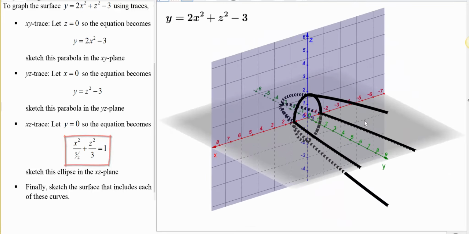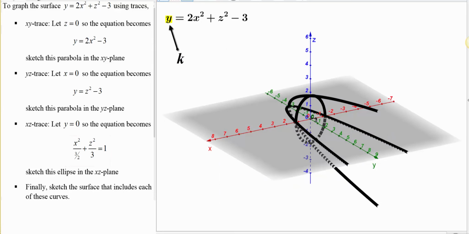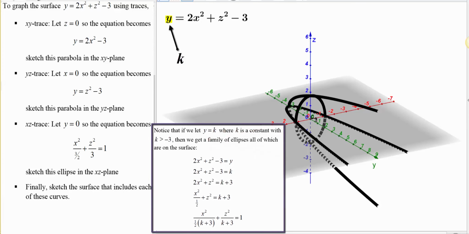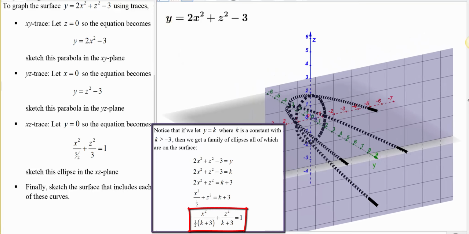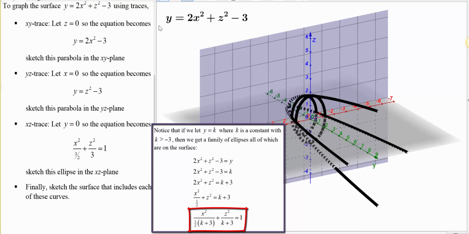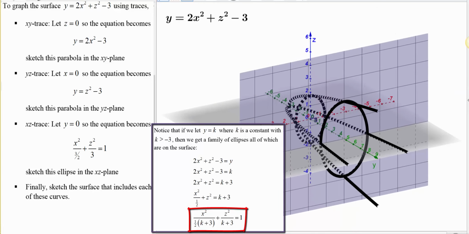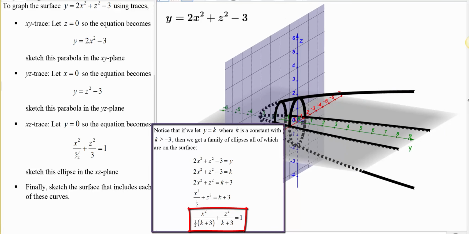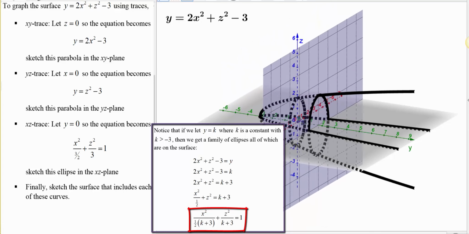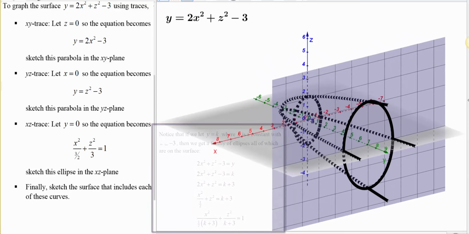Now we're going to ask ourselves, what happens if we let y equal some constant k? If we substitute k in for y in the original equation and simplify, we end up with something that looks like this. And the idea here is that as k increases, we get these planes that slice our surface moving in the positive y direction. These will generate a family of ellipses all on the surface that we want. So our surface is looking something like this.